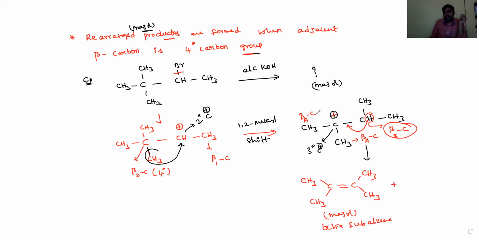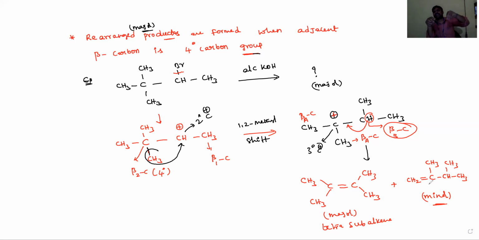And another minor product is CH2 double bond C bond CH3 bond C CH3 bond CH3, which means a disubstituted alkene is the minor product. Okay, dear students, this is about a rearrangement. So in this dehydrohalogenation, rearrangement will also take place.